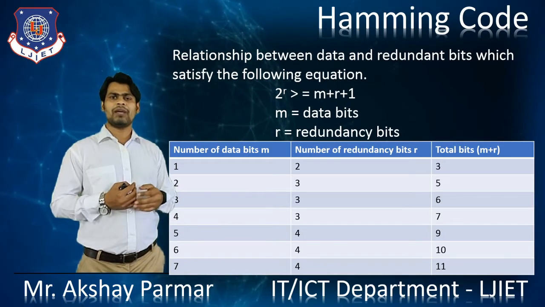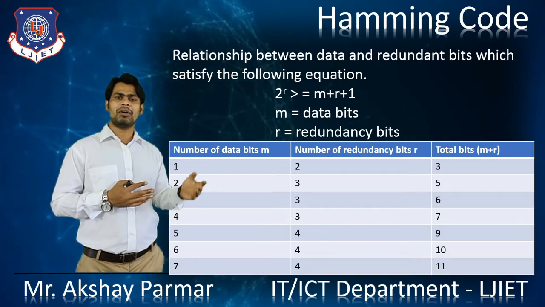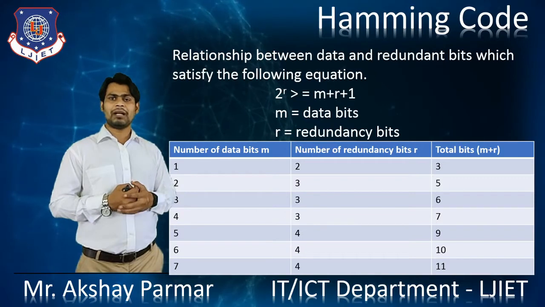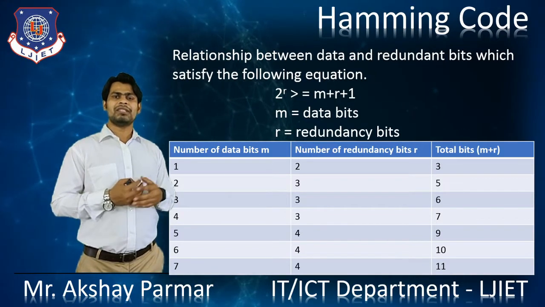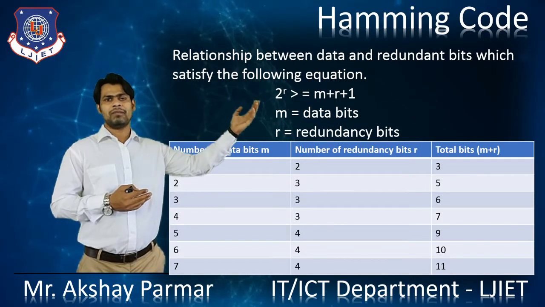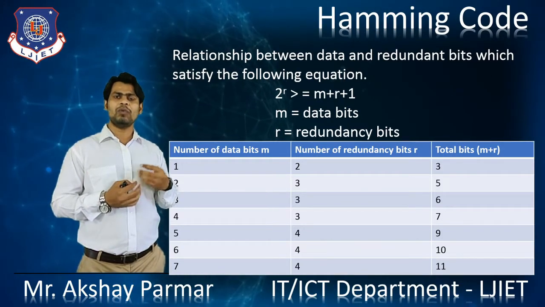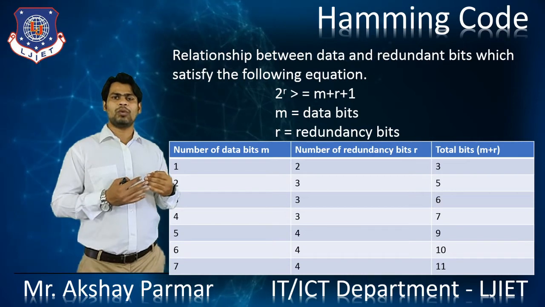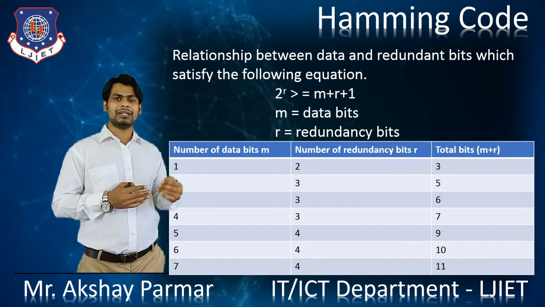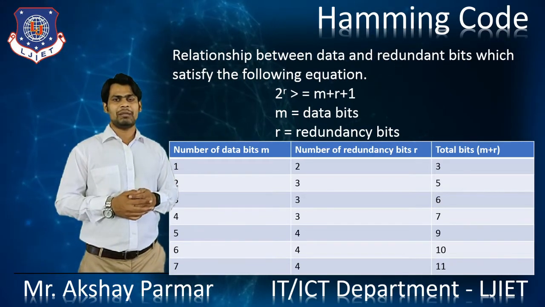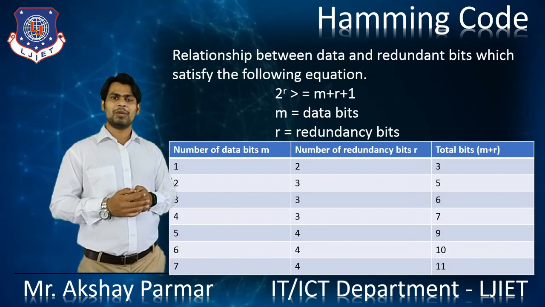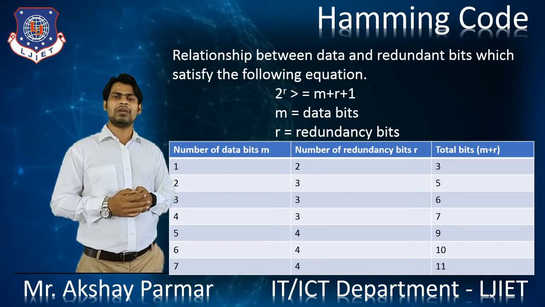So that's why we are selecting the number of redundant bits with respect to the number of data bits, which have to follow this equation: 2 raised to r is greater than or equal to m plus r plus 1, where r is equal to redundant bits and m is equal to data bits, right? So this is the relationship between the data and the redundant bits, right?